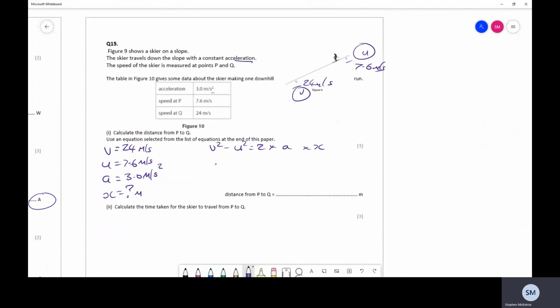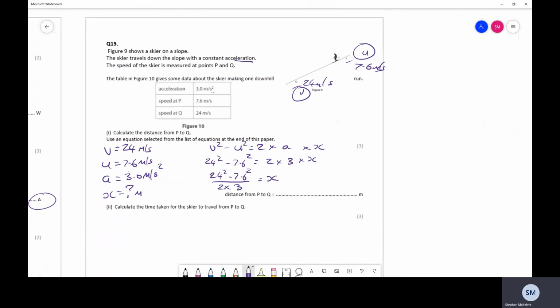Now, with an equation like this, there's absolutely no harm in substituting first. So it's 24 squared minus 7.6 squared is equal to 2 times 3 times x. So I'm now going to rearrange that. Actually, it doesn't save space at all, does it? 24 squared minus 7.6 squared, divided by 2 times 3, is equal to x.